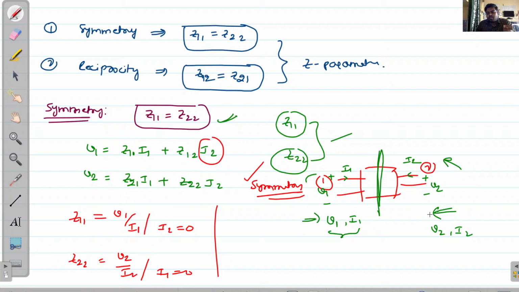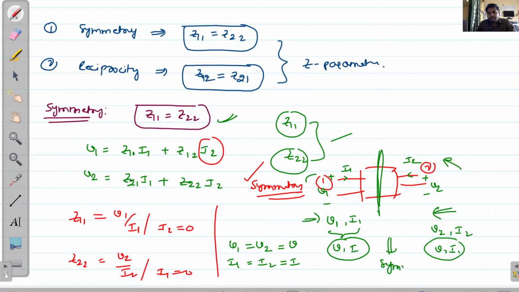If you want to define the network as a symmetrical network, definitely the observation at both ends should be the same. In that context, I will take V1 equals V2 equals V, and I1 equals I2 equals I. Now the port 1 observations are V, I, and port 2 observations are also V, I. Now the observations at both ends are the same, so the given network is a symmetrical network.